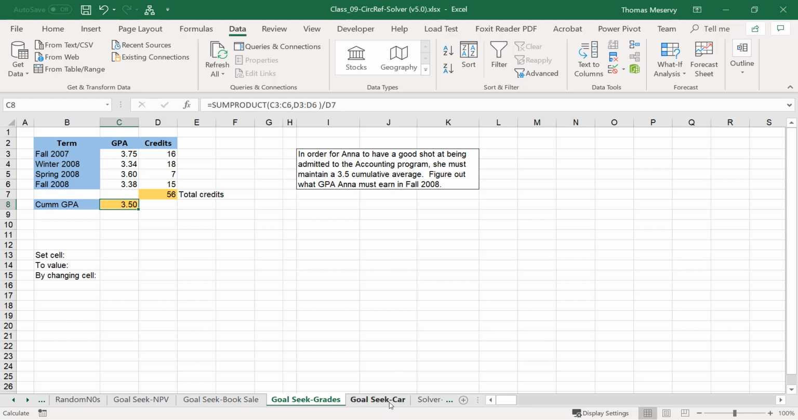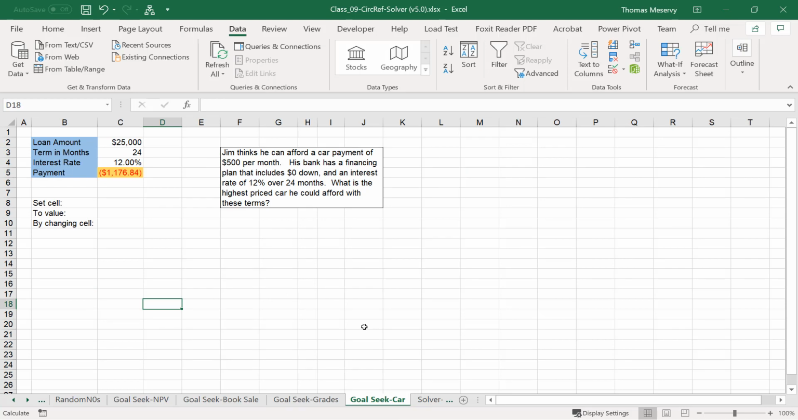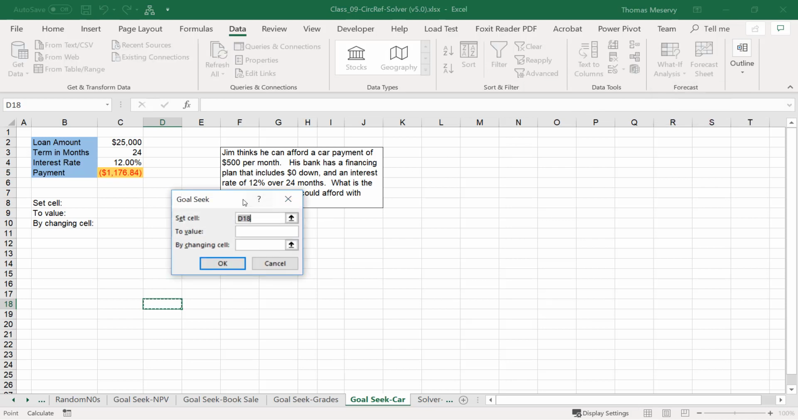Okay, let's look at one more problem. This problem is for a car loan. Jim thinks he can afford a car payment of $500 per month. His bank has a financing plan that includes zero down and an interest rate of 12% over 24 months. What's the highest priced car he could afford with these terms? Go ahead and run GoalSeek, and let's see if you can come up with the right loan amount. Did you get $10,622? If so, I think you did it right. Let's go ahead and solve it together. Come up and run our GoalSeek.